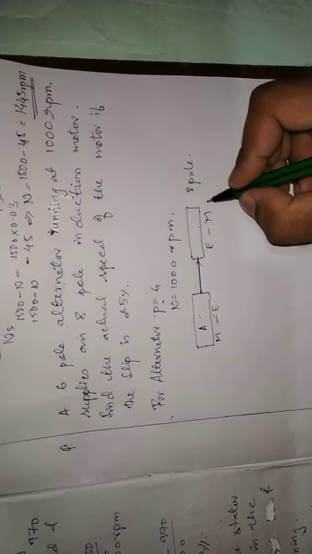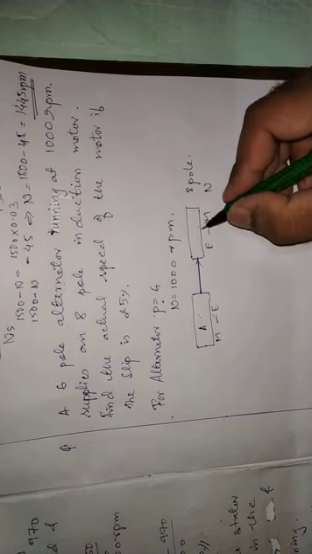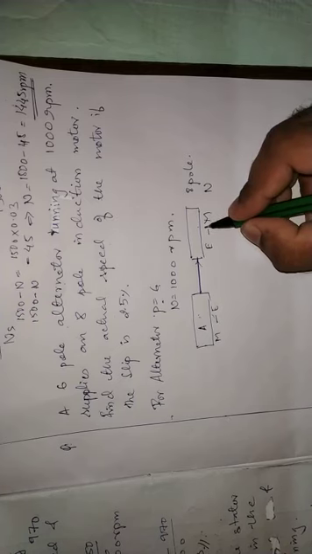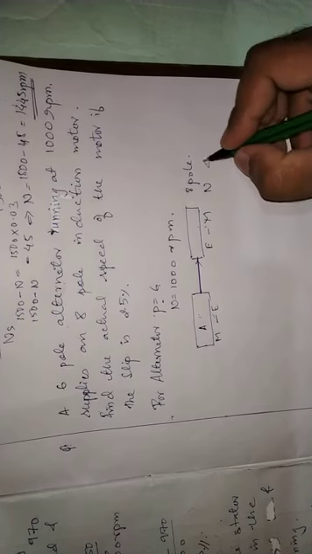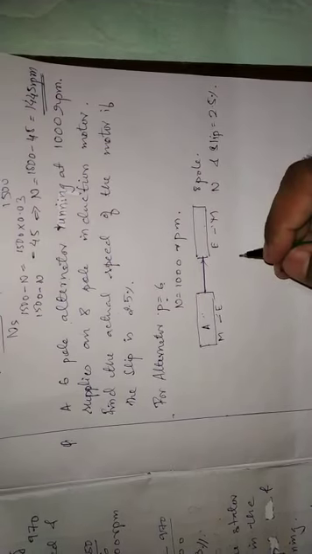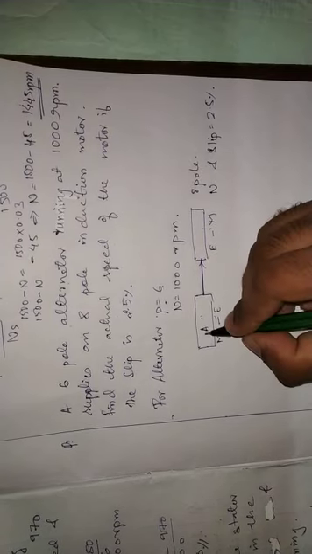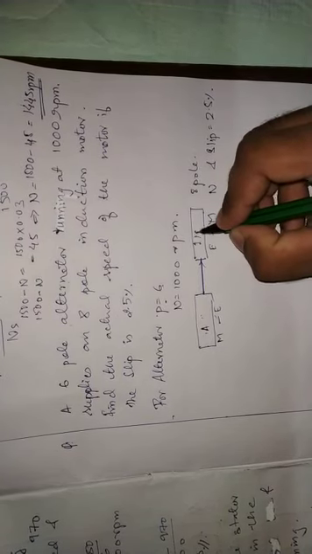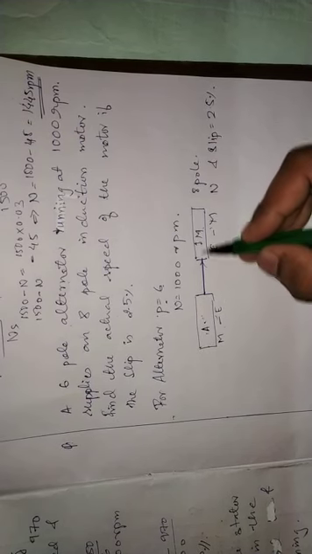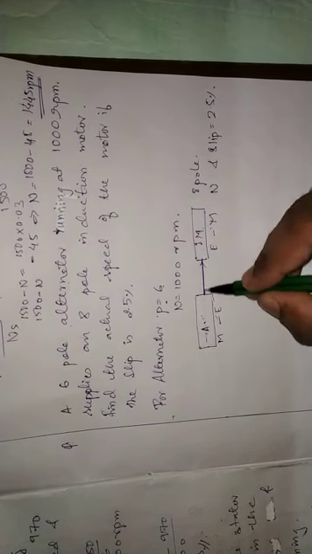but we need to find the actual speed of the rotor which is present in the induction motor, and its slip is 2.5%. So basically the alternator and the induction motor are coupled. The shaft of the alternator and the shaft of the induction motor are coupled to each other.